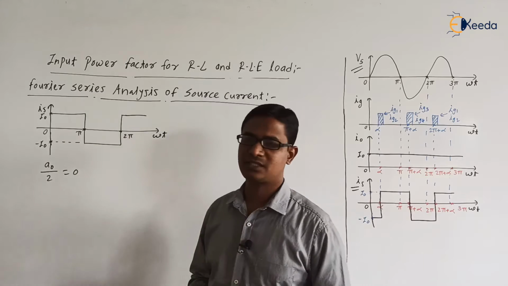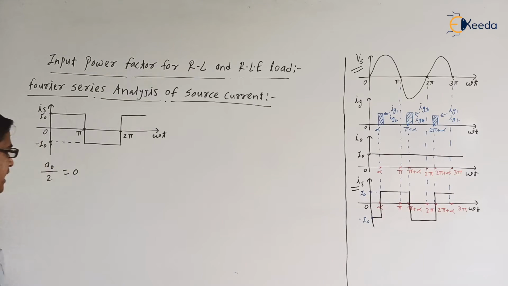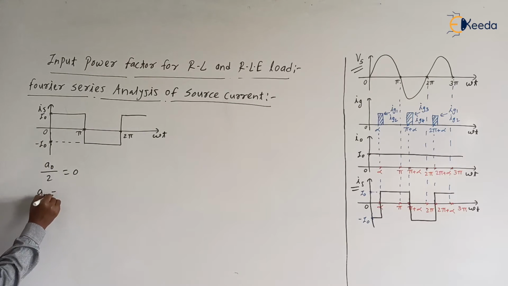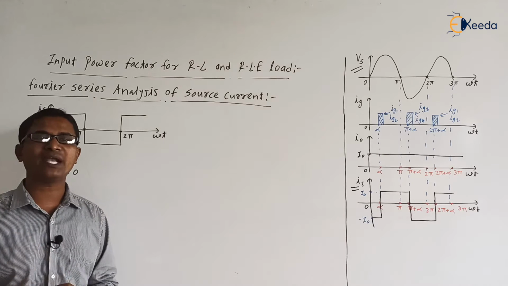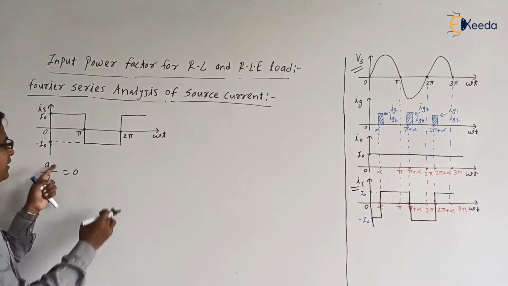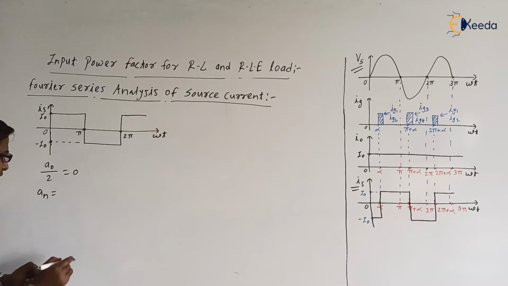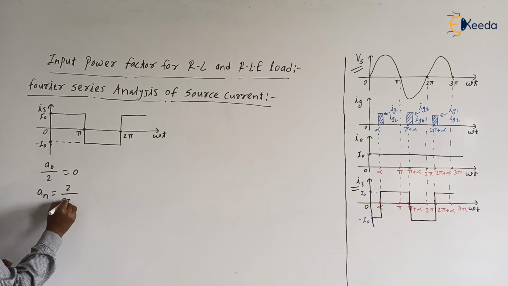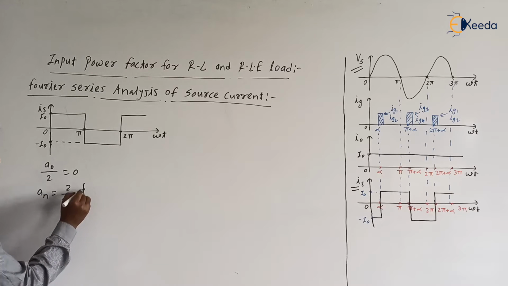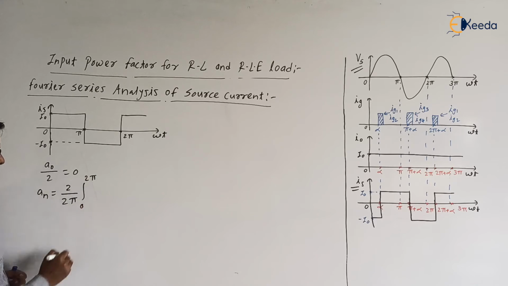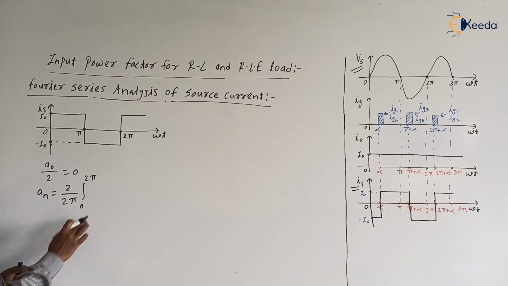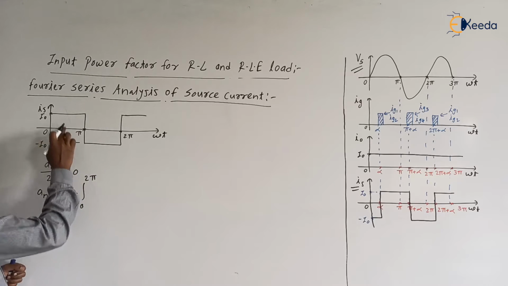Okay, next let us find an is equal to 2 by T, right? Now instead of writing in terms of time, can we write it in terms of angle? Yes, 2 by T means 2 by 2 pi. Integration from 0 to 2 pi, we are having is.